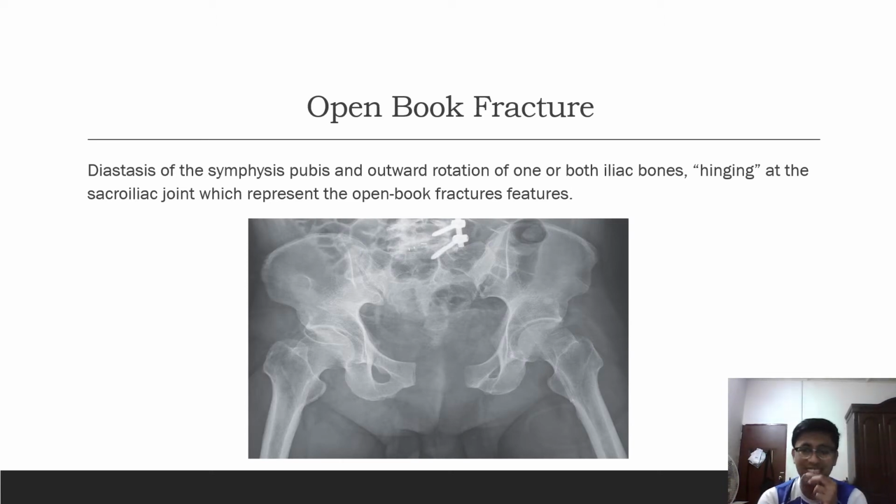Meanwhile, this is an X-ray of open book fracture. As you can see, there is diastasis of the pubic symphysis and outward rotation of one or both iliac bones hinged at the sacroiliac joint, which represents the open book fracture pattern. As you can see, there are gaps between the middle parts of the pelvis. This is open book fracture.